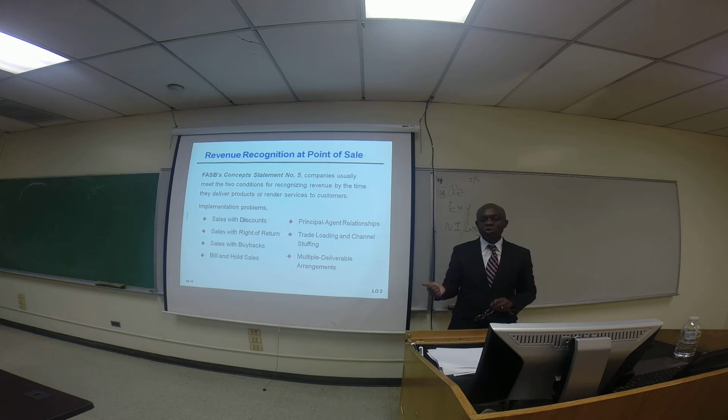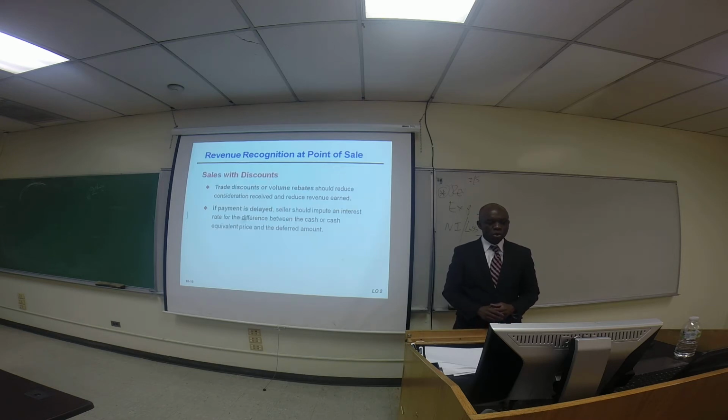Number one, sales with discount, sales with right of return, sales with payback, bill and hold sales, principal agent relationship, trade loading and channel stuffing, multiple deliverable arrangement. So we are going to talk about all of these in detail. Now, the first one is sales with discounts. So this is the first example of revenue recognition at point of sale.